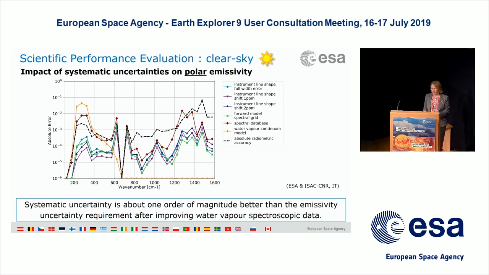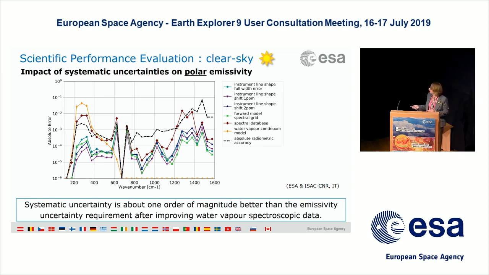However, what is important is these two curves above the radiometric accuracy. And both of them come from uncertainties in the water vapor. So one of them is the spectral database, so the line parameters, and the other one is the water vapor continuum.